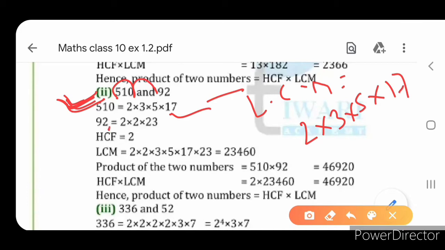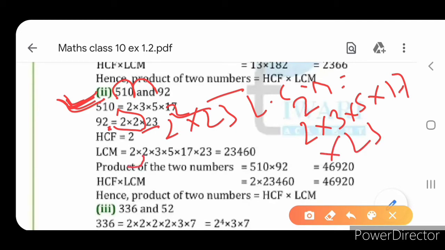Now we cannot write 2 again because we have to write all bases one time. 2 is already written, so no need to write it. But in 92 the power of 2 is 2 square, because 92 can be written in the form of 2 square into 23. So I have told all bases one time and maximum power. So the maximum power of 2 is what? 2. So we take 2 square here, and one base remains, that is 23. Now multiply all these terms: 2 square, 3, 5, 17 and 23. Our LCM will be this.